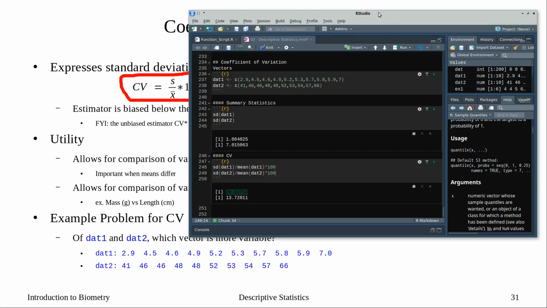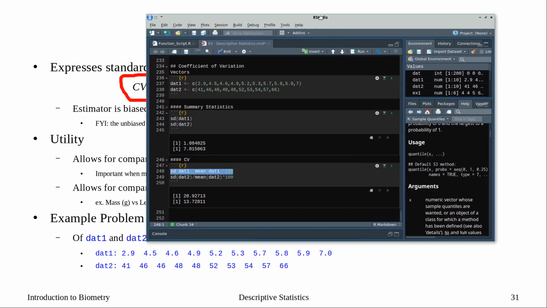Could we do this by hand? Yes. And again, I urge you to practice doing it by hand because you will likely see it again on a quiz or exam. Just remember, you take these data sets, calculate your mean, calculate the standard deviation, and then perform the coefficient of variation calculation.